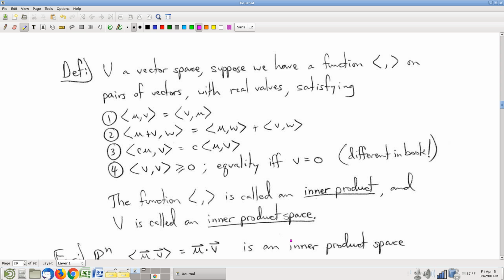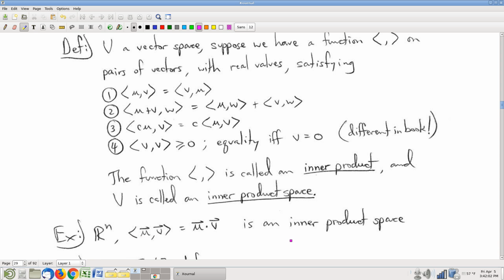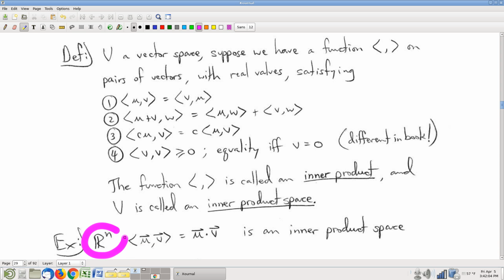So some examples. My first example is a silly example. I claim that Rn, the vector space of Rn. Okay, let me color code like I did before. The vector space of Rn. So now there's a lot that comes along with that.